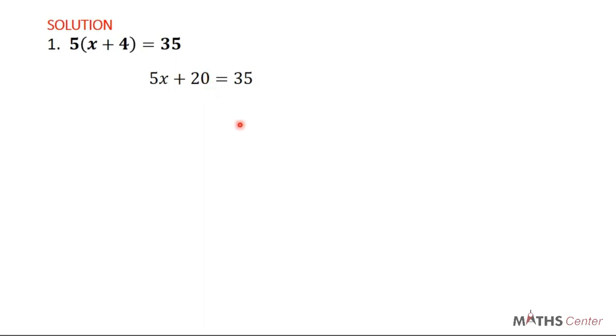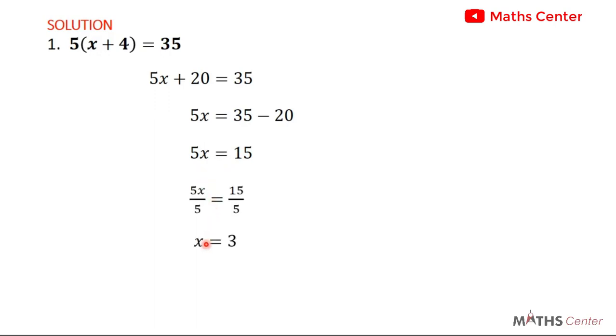We group like terms. In grouping like terms, you know that 20 and 35 are like terms, so we group them. I'll keep 5x here. We have 35. 20 here is positive. When it crosses the equal to sign to this side, it becomes negative. So I'm going to have 5x is equal to 35 minus 20. 35 minus 20 is 15. So 5x is equal to 15. We divide both sides by 5 to make x the subject, or to find x, and x will give us 3. Now the question told us to find the truth set.